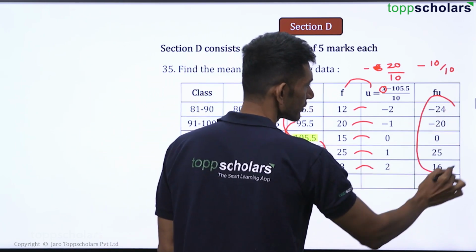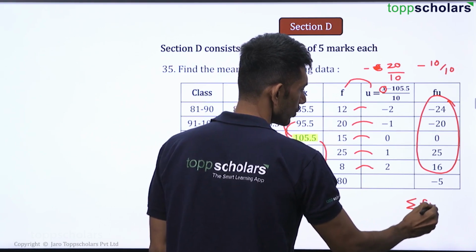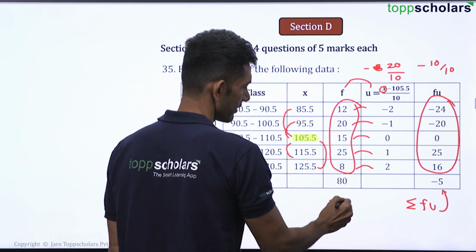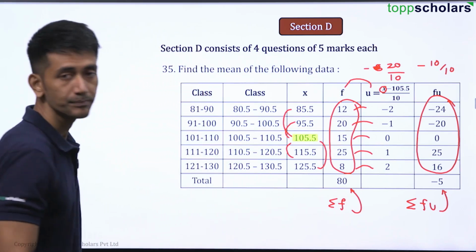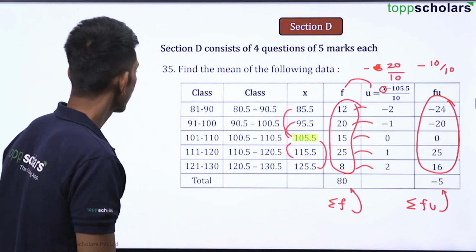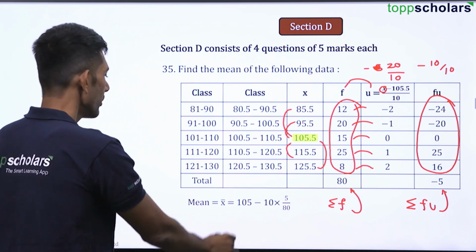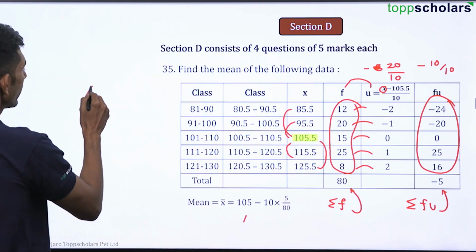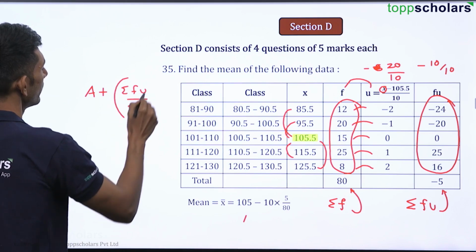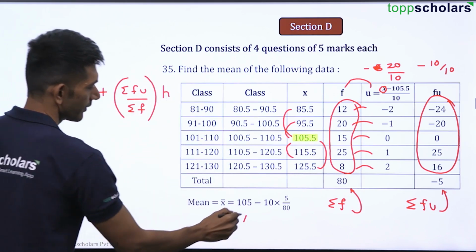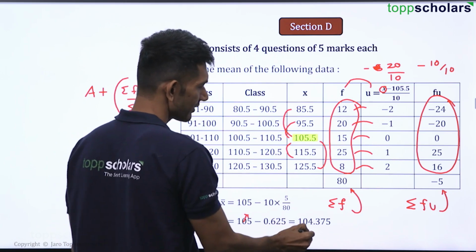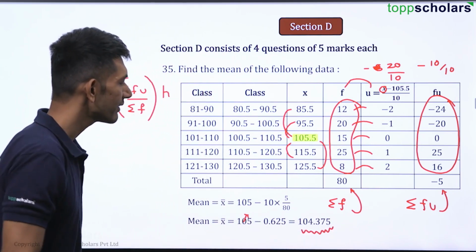Then you take the summation of this, the total. Summation FU is minus 5, and then you take the summation of F, which is 80, correct? Now let's continue to find out the mean. Mean is given by A plus summation FU by summation F multiplied by H. Correct? So put the values and get the final answer. So the final answer is 104.375. That is the mean.